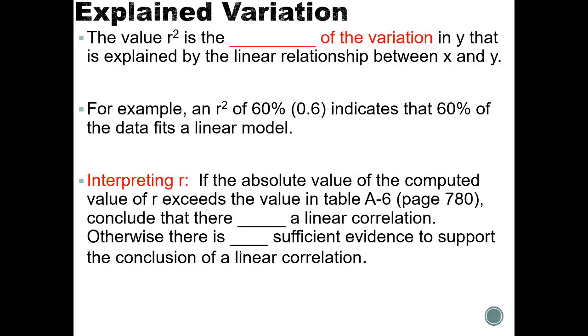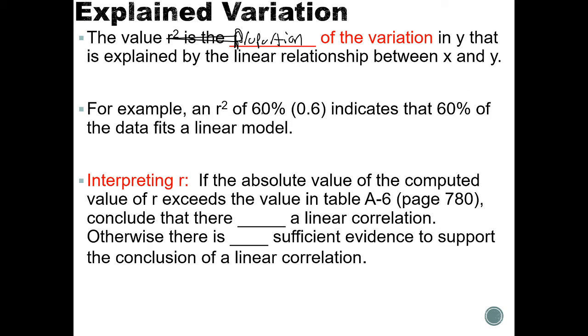So what is this r squared then? So r squared formally is called the proportion of the variation in x or in y that is explained by the linear relationship between x and y, which sounds confusing because it is. So let me see if I can't break that down a little bit.